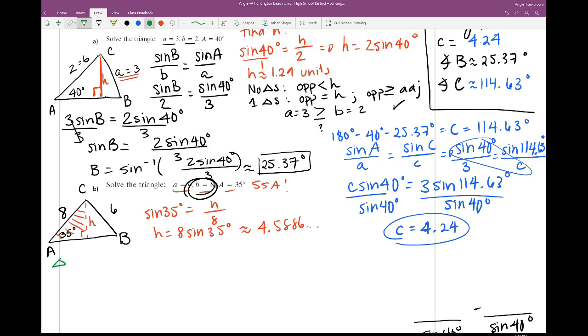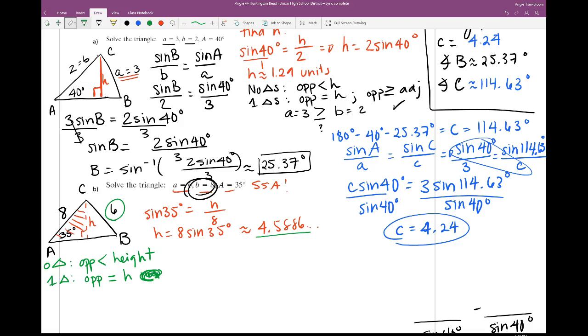Now I have to see if I have 1 triangle, 2 triangles, and so on. 0 triangles is when the opposite is less than the height. Opposite is 6 units. 6 units is not less than that, so that's not true. 1 triangle, 2 scenarios. Scenario number 1, the opposite is exactly the same as the height. Nope.